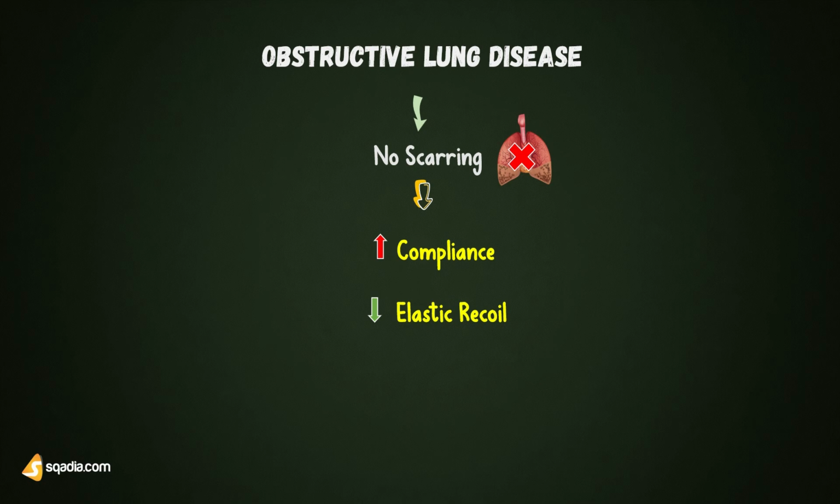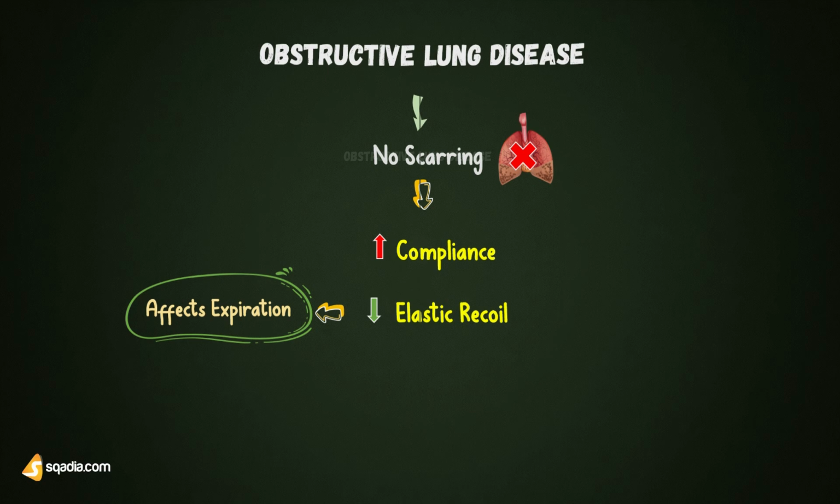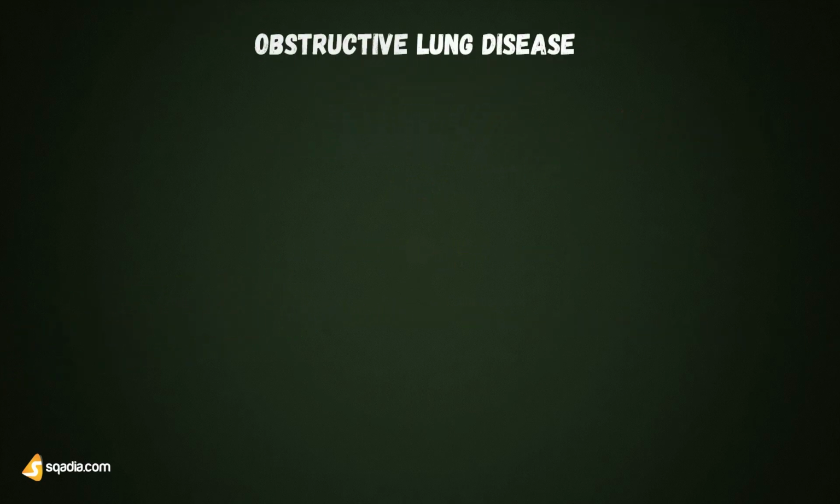I mentioned in the very start of the video that elastic recoil makes the air move out, helping in expiration. So, a decrease in elastic recoil affects the expiration, while there is no significant change in inspiration. Again, this is opposite to restrictive lung diseases, where a decreased compliance affects mainly inspiration. So, in obstructive lung disease, as the lungs do not recoil much, they are not able to expire much air. This results in an increase in the trapped air in the lungs.